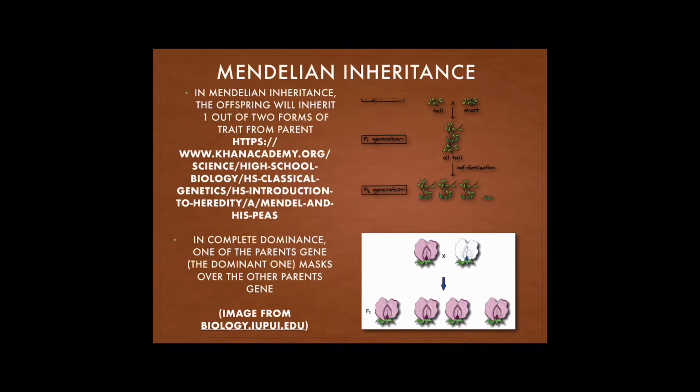In Mendelian inheritance, the offspring will inherit one out of two forms of the trait from a parent. In this image above, you can see that the F1 generation is all tall, and its parent generation had half tall phenotype and half short phenotype. In complete dominance, one of the parent's genes, the dominant one, masks over the other parent's genes, typically the recessive. This is shown in the bottom image because the purple flower is dominant over the white flower, so all the offspring is purple.